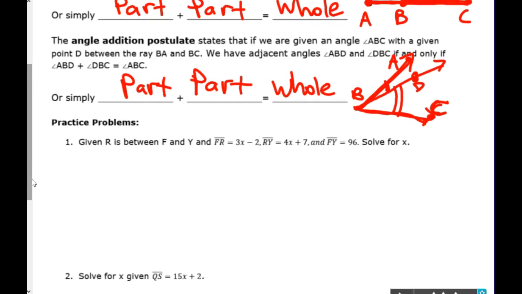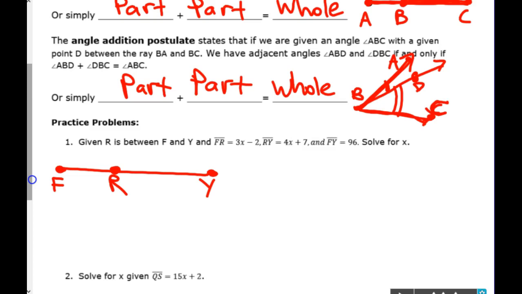So number 1, given that R is between F and Y. Let's go ahead and start drawing this. F, Y, and put R somewhere in the middle. Doesn't have to be exactly in the middle. But I have a segment with the points F, R, Y, right?